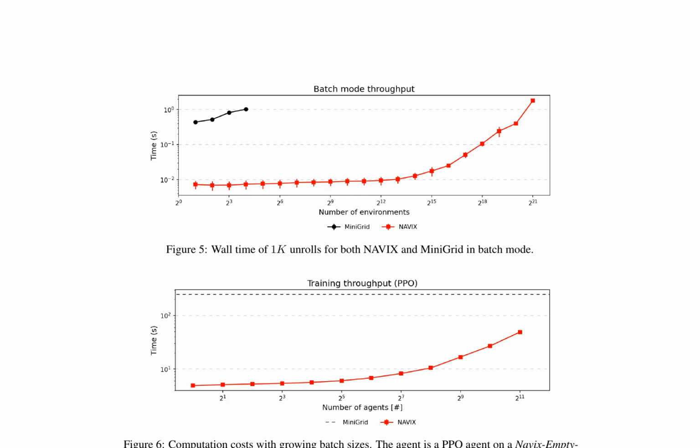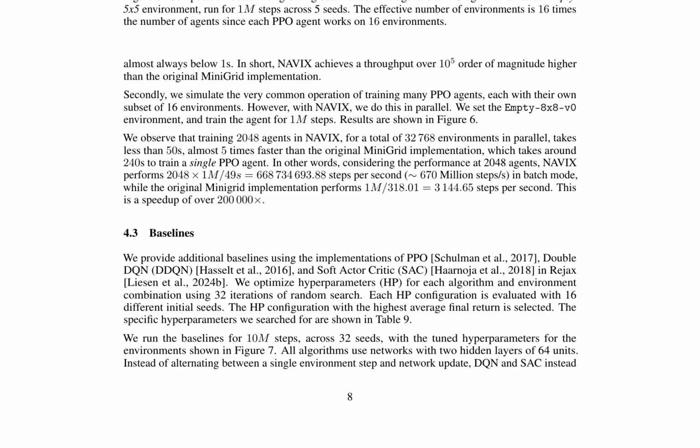The authors also provide additional baselines using implementations of PPO, double DQN, and soft actor critic in ReJAX, optimizing hyperparameters for each algorithm and environment combination using random search. The hyperparameters are evaluated across 16 different initial seeds, and the configuration with the highest average final return is selected. The baselines are run for 10 million steps across 32 seeds, with the tuned hyperparameters for the environments shown in figure 7.